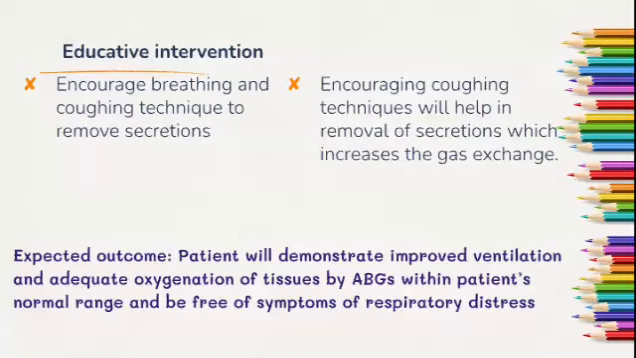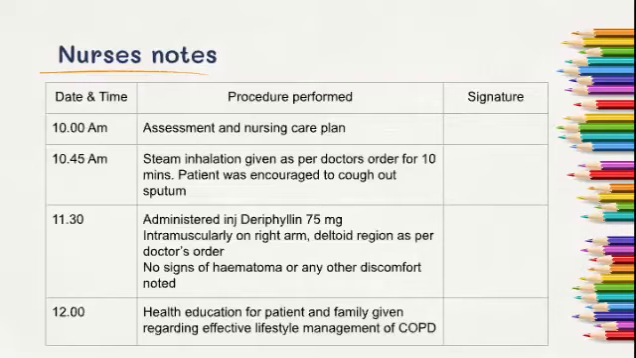Expected outcome: patient will demonstrate improved ventilation and adequate oxygenation by increase in the SpO2 saturations. That you can write in simple as well, or you can write like this in detailed outcome. Patient will demonstrate improved ventilation and adequate oxygenation of tissues by ABG within patient's normal range and be free of symptoms of respiratory distress. So this is how you will write the care plan.